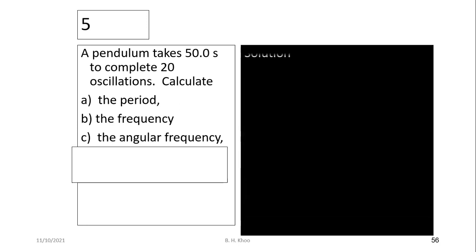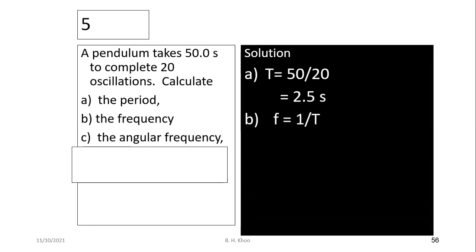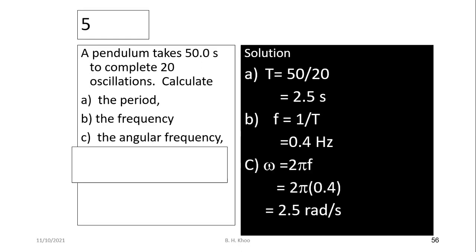Right? Your time is 50 divided by 20 to get one oscillation. That's your period. Right? What's the frequency? F equals 1 over T. Okay, calculate out. 1 divided by 2.5, yeah, 0.4. Then the angular frequency, omega equals 2 pi over T. Either 2 pi over T or 2 pi f. Calculate 2 pi over 0.4. Yeah. Okay.